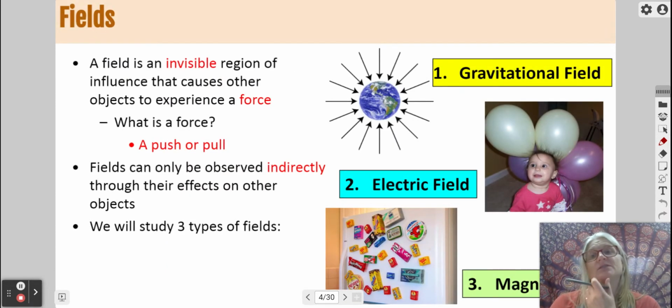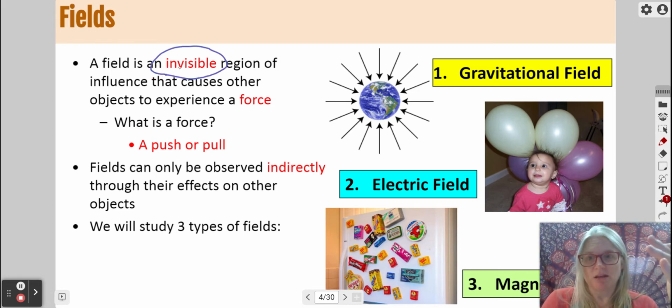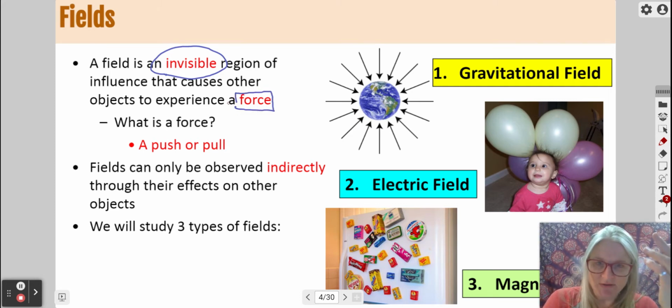So what are these fields that we're looking at? Fields are an invisible region around something that causes objects to experience a force. So what is a force? You've done force before. It's a push or pull. So it's an invisible area that's causing a push or pull on some kind of object. Fields can only be observed indirectly, so that means you can't actually see them. All you can see is their effects on other objects.